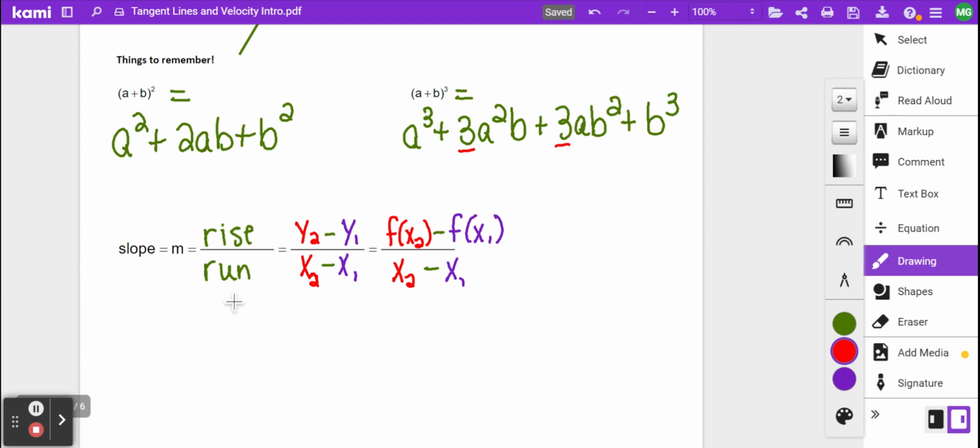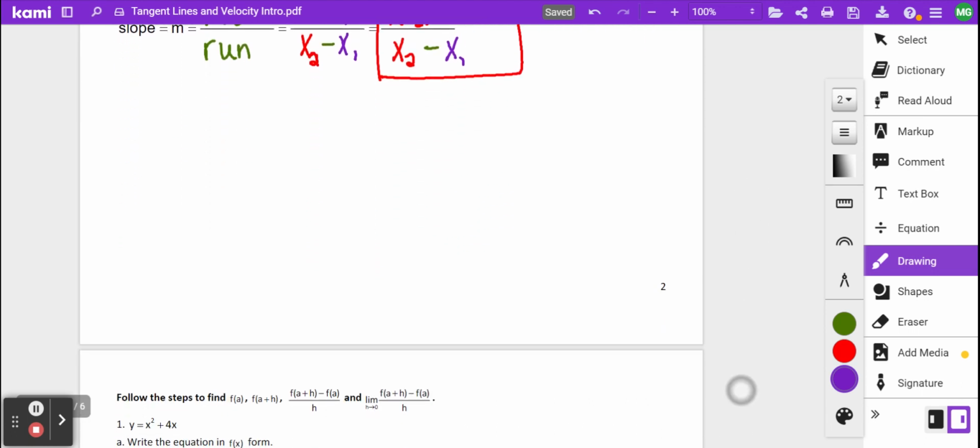And slope is old news, but you may see it written like this at some point. And all that is saying instead of x sub 2, y sub 2, we say the height is a function of the x value that we substitute in. And the same thing here. It's just a slope written in function notation. So don't be thrown when you see that.